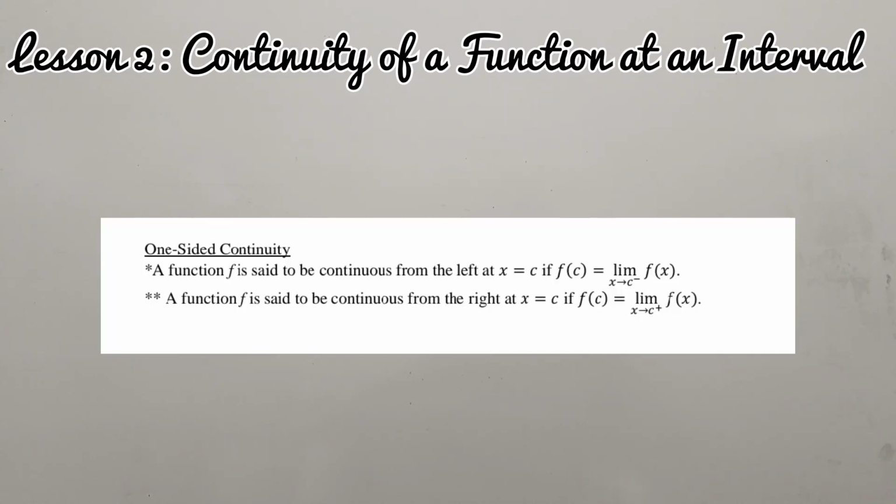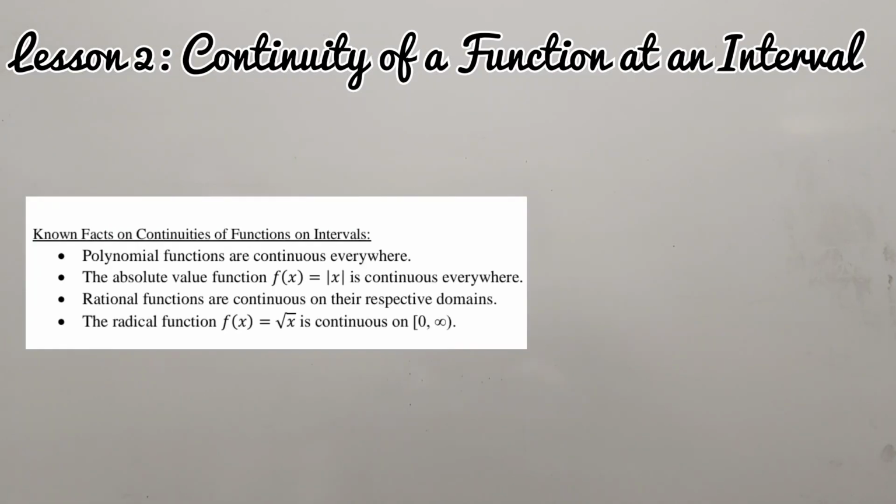There are two concepts which are important in determining whether a function is continuous at the endpoints of a closed interval, and that is by utilizing the definition of one-sided limit. And here is the definition of this one-sided limit. These are the known facts on continuities of functions on intervals. Polynomial functions are continuous everywhere. That means monomial, binomial, trinomial, and other polynomial functions are always continuous.